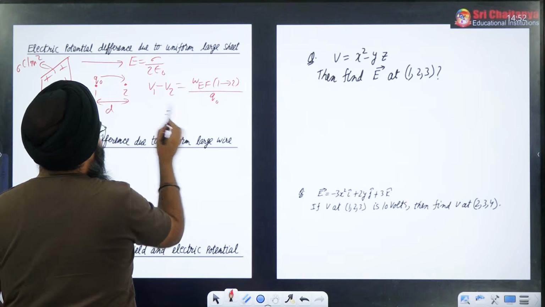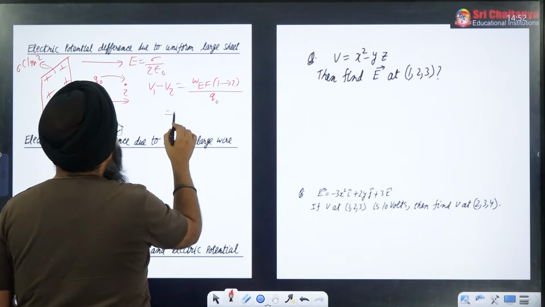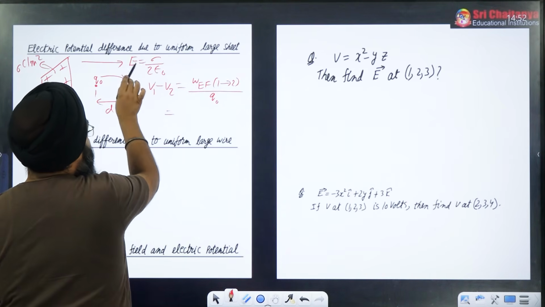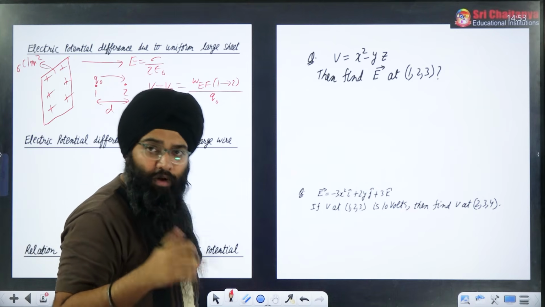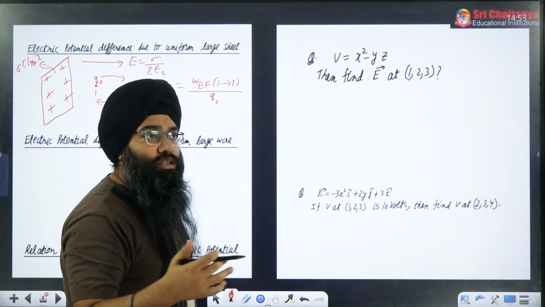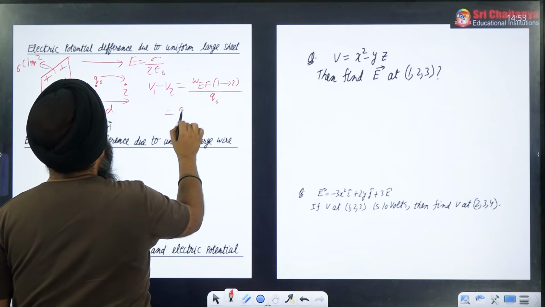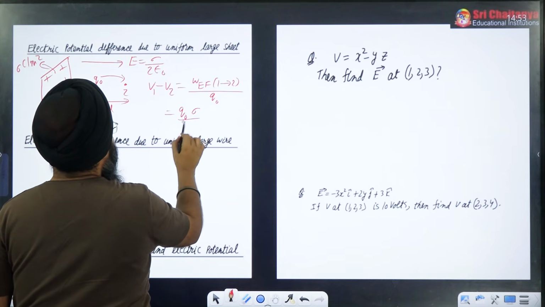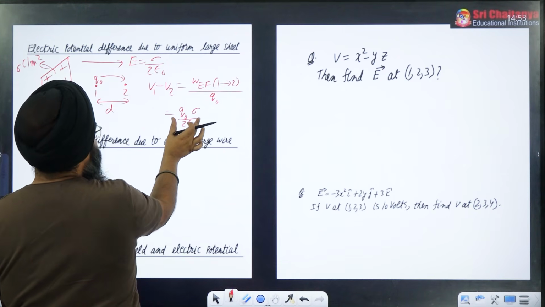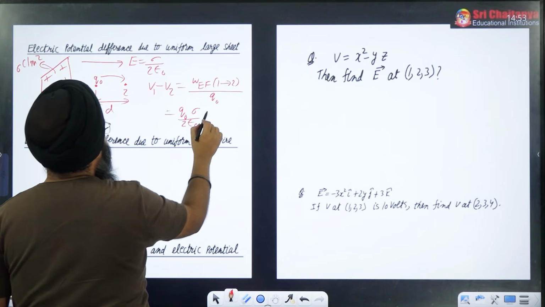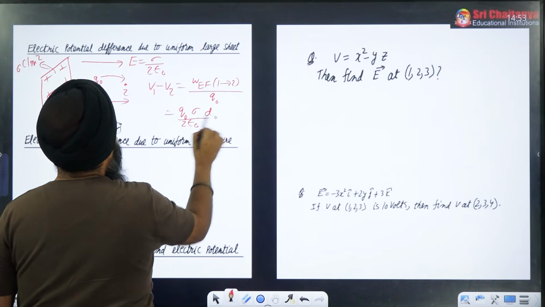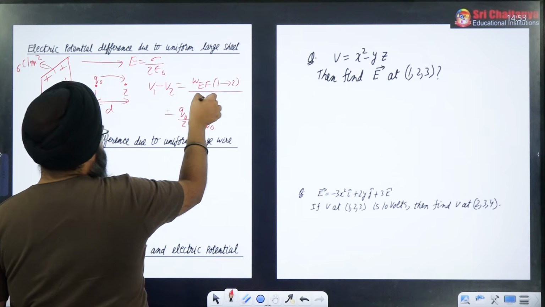So what will I write? Work done by electric field will be equal to what? I know that for constant electric field, the force will also be constant. So the work done can be directly written as force multiplied by displacement. So force will be how much? Q naught into sigma divided by 2 epsilon naught. This is force multiplied by displacement from 1 to 2, which is d, and I will divide it by Q naught also because Q naught I have to divide.